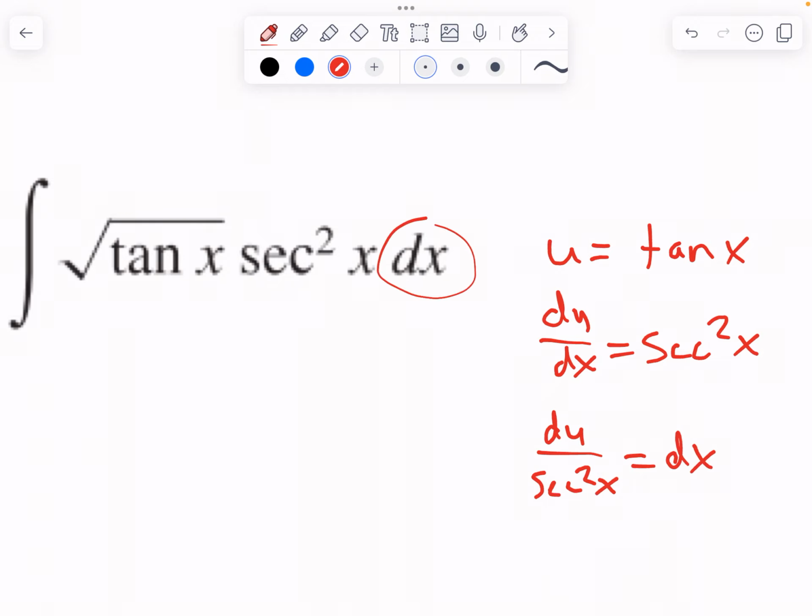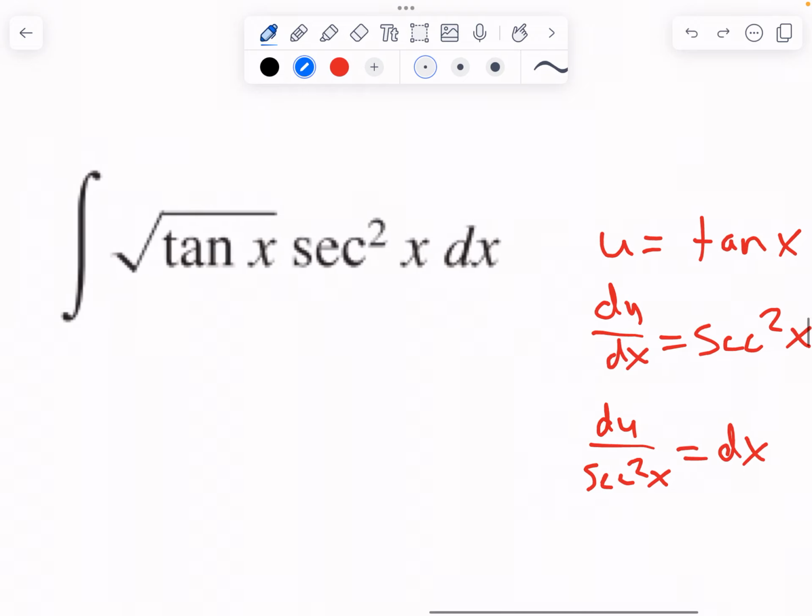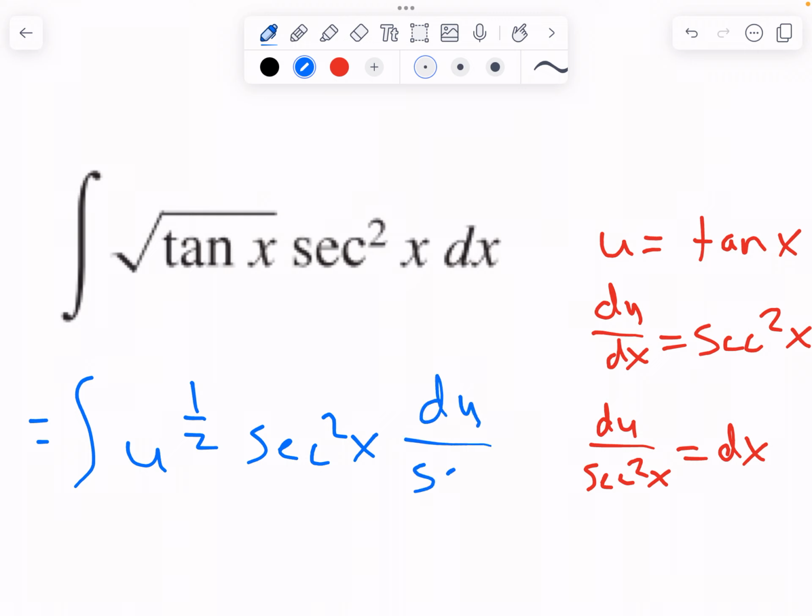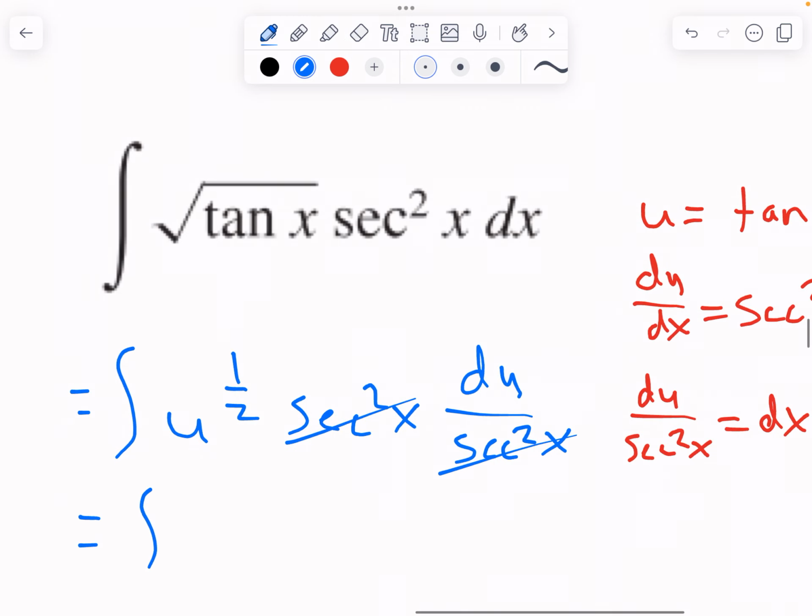So switching colors now, we have the indefinite integral. Let's see, this is the square root of u. So we'll call it u to the power of 1/2. That secant squared x is there, but when we sub in for dx, we can see how that secant squared x is going to go away. So we have the indefinite integral of u to the power of 1/2 du.